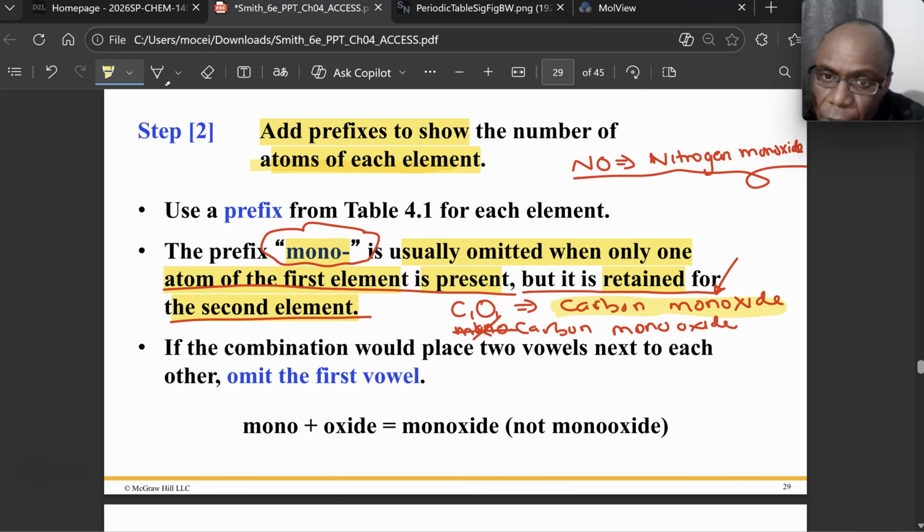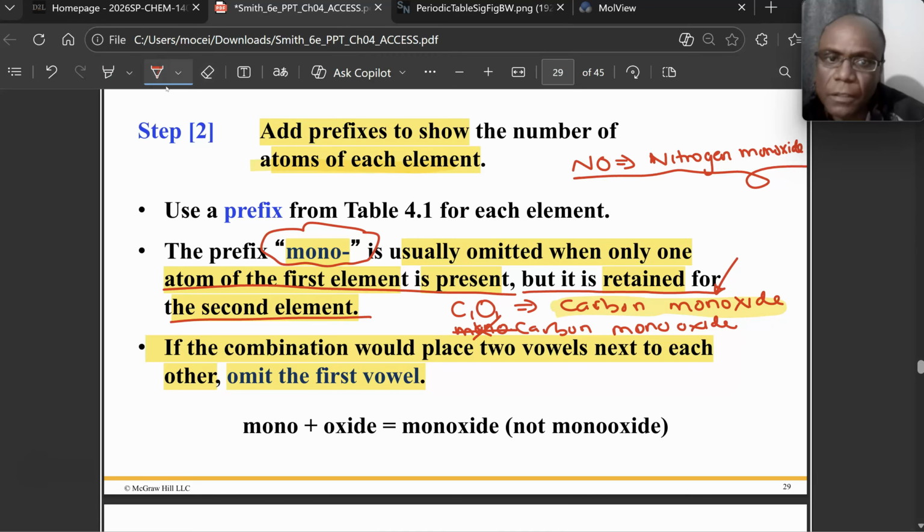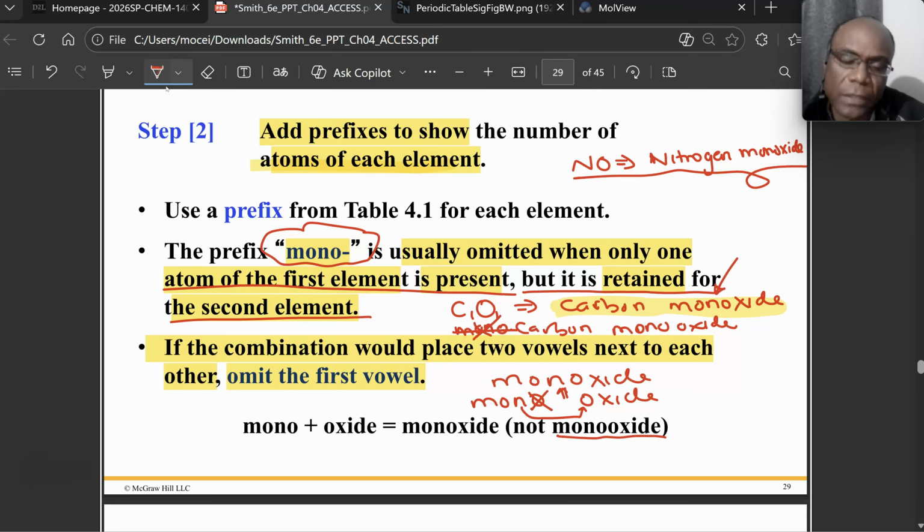Okay, if the combination would place two vowels next to each other, omit the first vowel. So remember what I said up there. I said monoxide because we have mono and oxide. So we are going to omit the first vowel and then combine the N to the O to give us monoxide. So not monooxide. That's the idea there.